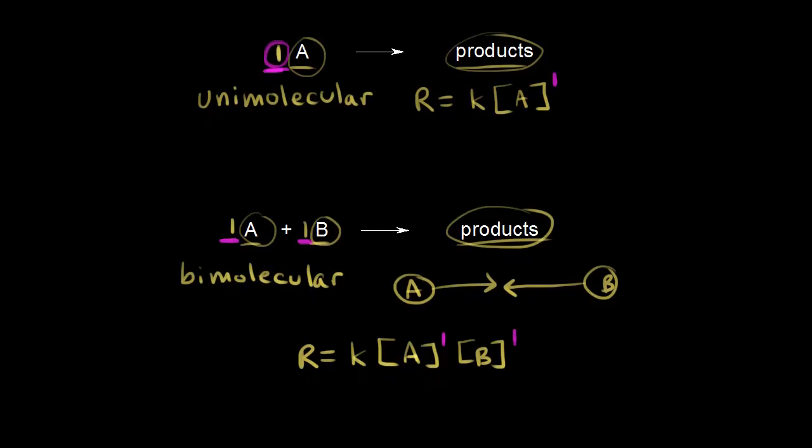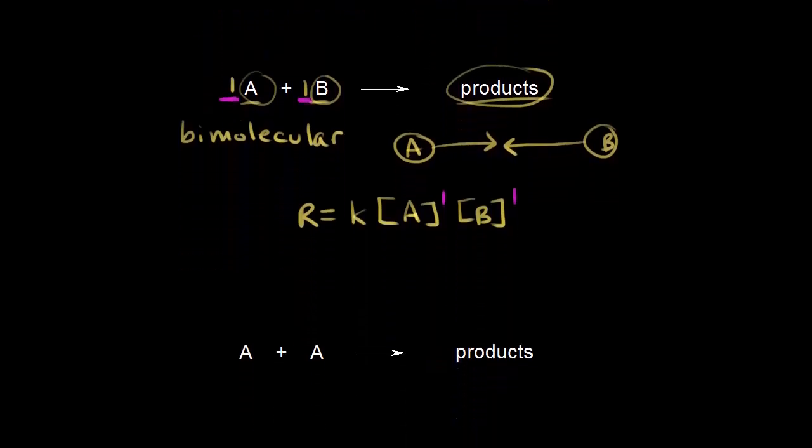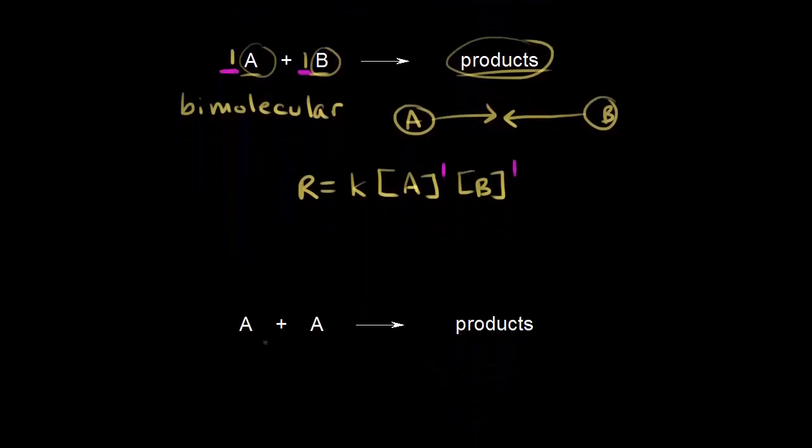Let's look at another bimolecular reaction, and this time we have two molecules of A reacting to give us our products. So we could say that this is A plus A gives us our products, or we could say this is 2A gives us our products, so either one. If we stick with the first version, we have a 1 for our coefficient here and a 1 for our coefficient here. And so we write the rate law for this bimolecular reaction.